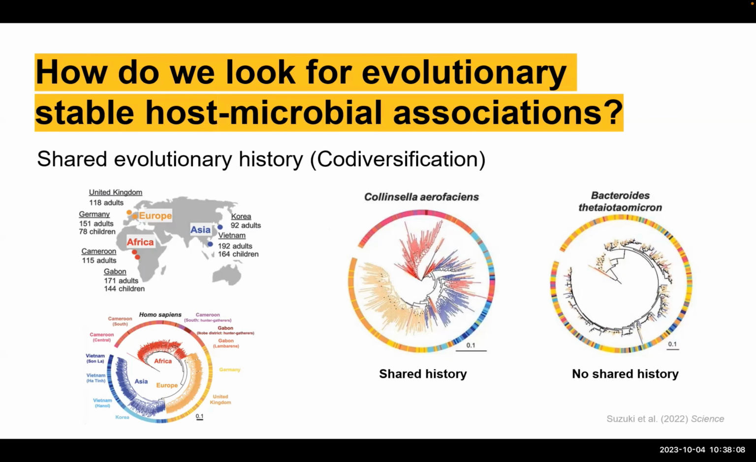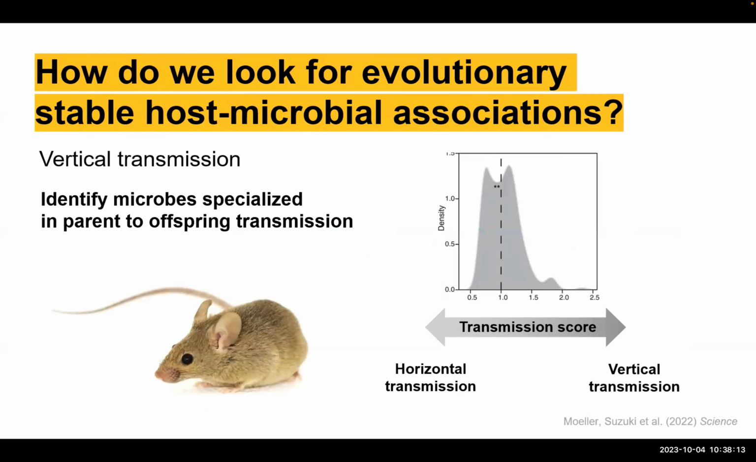Now let's think about the mechanisms that can generate this pattern of co-diversification. One is vertical transmission. We can identify microbial species that specialize in vertical transmission, and this is what I did during my PhD using wild-derived inbred lines. When you plot the transmission score on the x-axis, it shows it's not a normal distribution. It shows a significant bimodal distribution. This suggests that some microbes specialize in horizontal transmission, and some specialize in vertical transmission. The ones that transmit vertically overlap with this list of species called co-diversified as well.